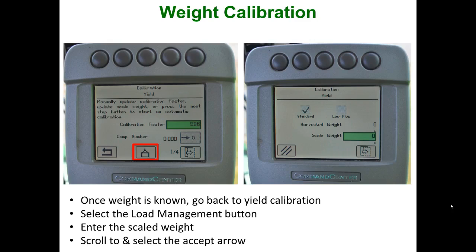To do that, we will go back into our yield calibration the same way that we got in the first time. And we will select the middle button. It's outlined in red, and that will give us the option to enter our scale weight, which we'll enter right here. Once we are done with that, we will hit the accept arrow. And that will complete the yield calibration for a 70 series machine.